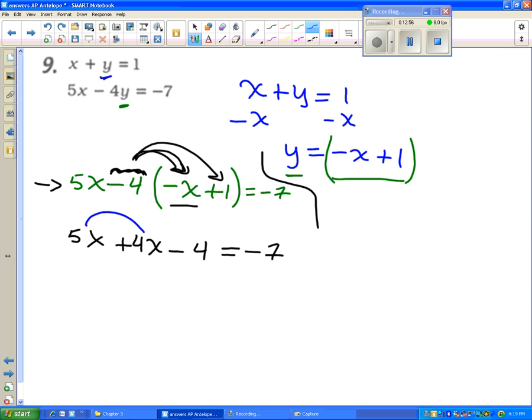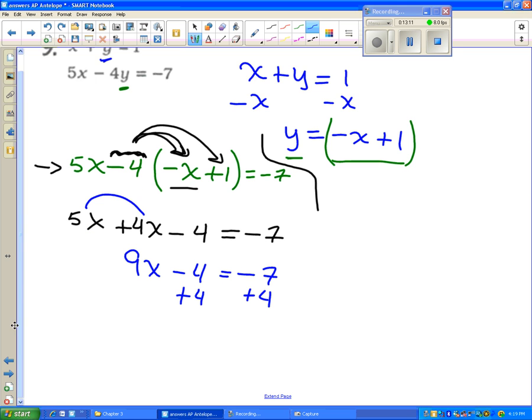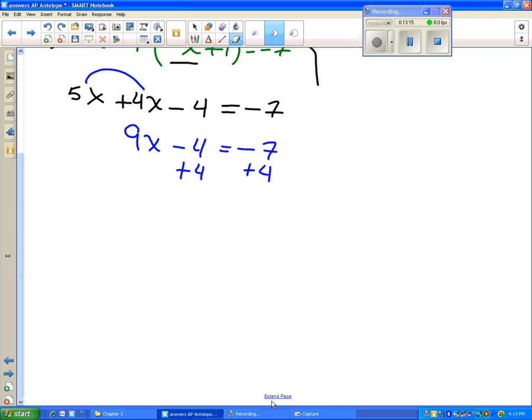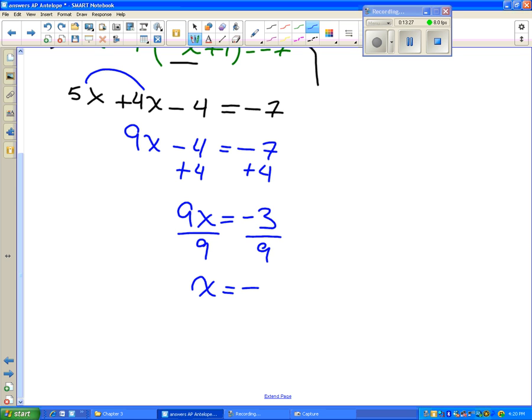5x plus 4x is 9x. Minus 4 is equal to negative 7. I'm going to add 4 to both sides. That'll give me 9x is equal to negative 3. Divide by 9 to both sides of my equation. X is equal to negative, if I reduce it, 1/3.